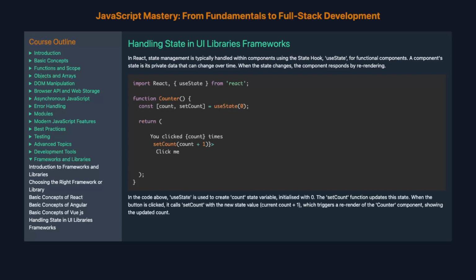In the code above, useState is used to create a count state variable, initialized with 0. The setCount function updates this state. When the button is clicked, it calls setCount with the new state value, currentCount plus 1, which triggers a re-render of the Counter component, showing the updated count.